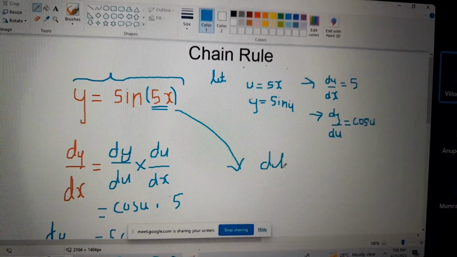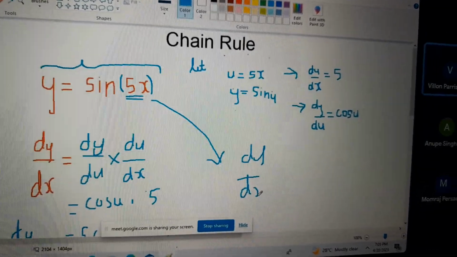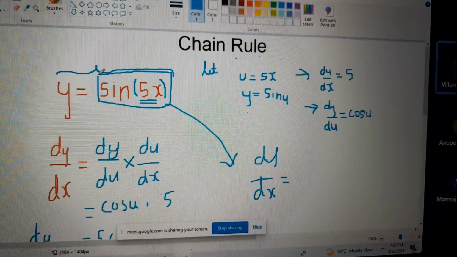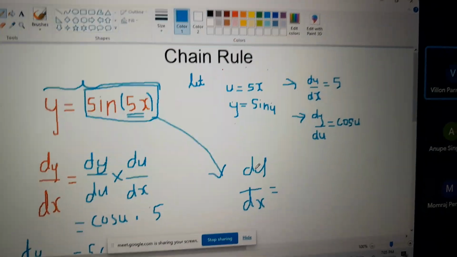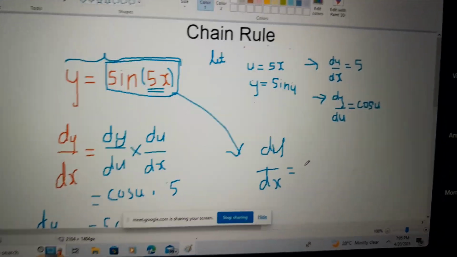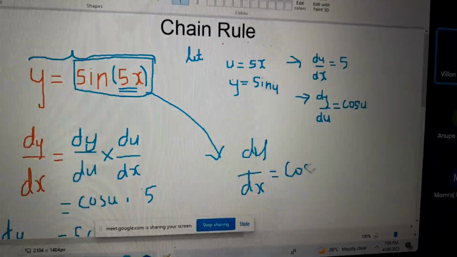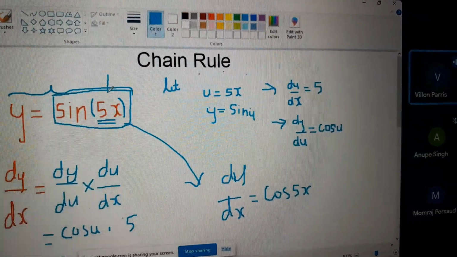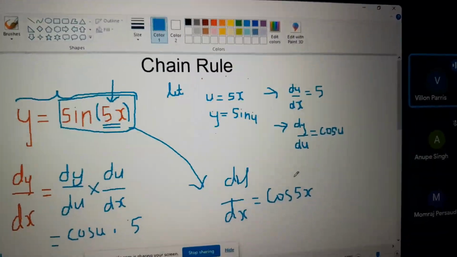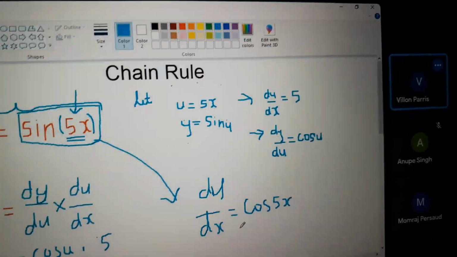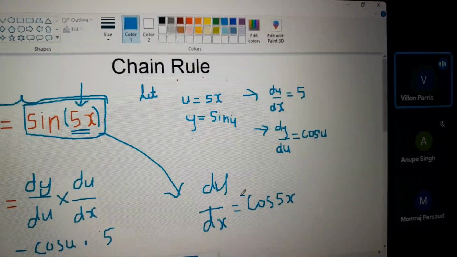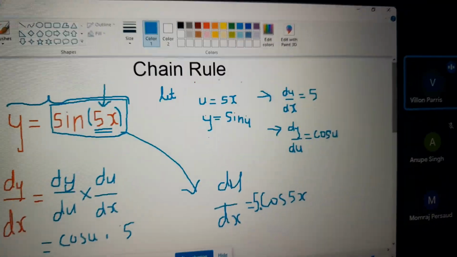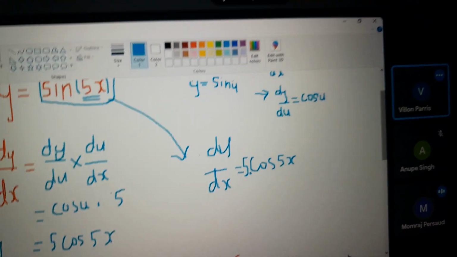So for dy/dx, we differentiate the function as a whole. When we differentiate sine, what do we get? Cosine, sir. So it will be cos 5x. But we still need to differentiate the inner function. And when we differentiate 5x, what do we get? 5, sir. 5, and we multiply by 5. So that's basically your answer. Is this clear with everyone? Yes, sir.